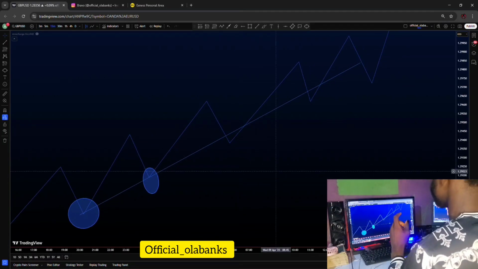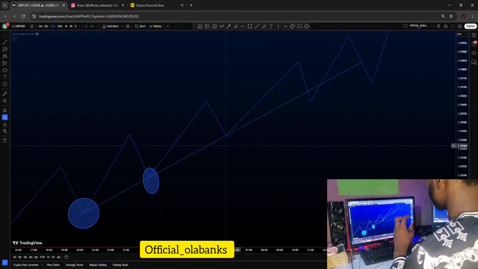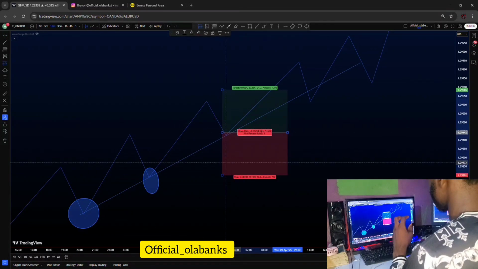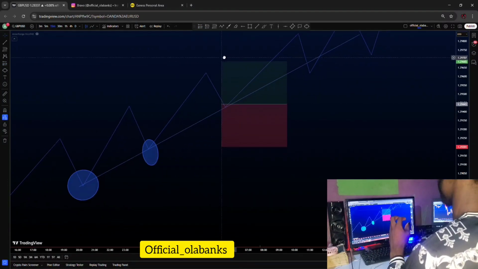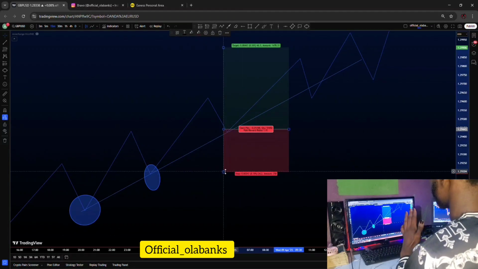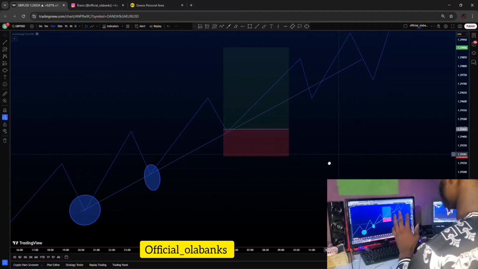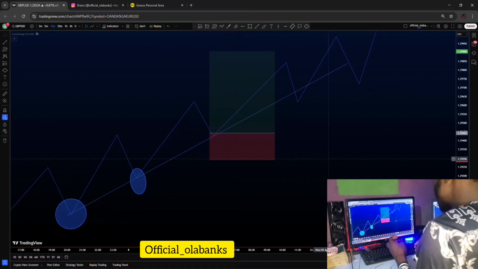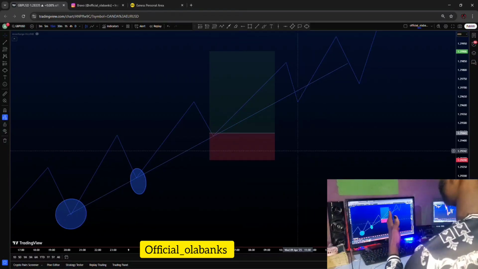So what you want to be looking for is whenever price comes back to the body of this trend line, you want to be looking for a buying opportunity from there. This is where you enter from, and your take profit will be somewhere around that place. So this is just a very simple way of using a trend line.